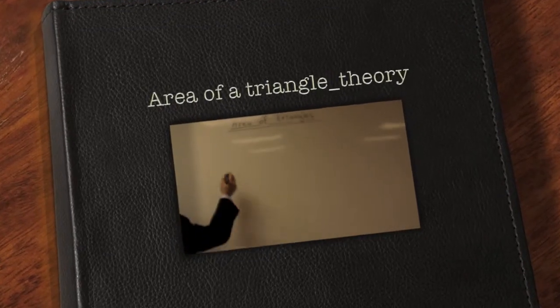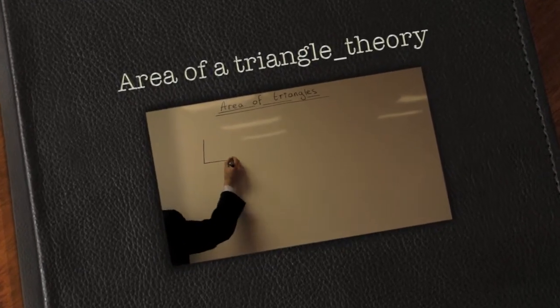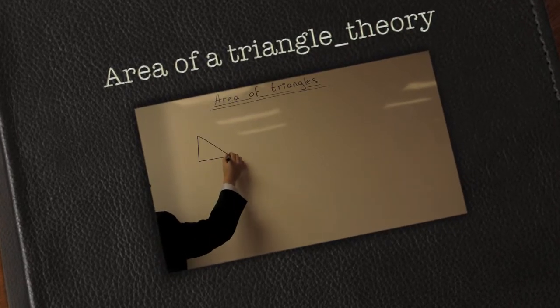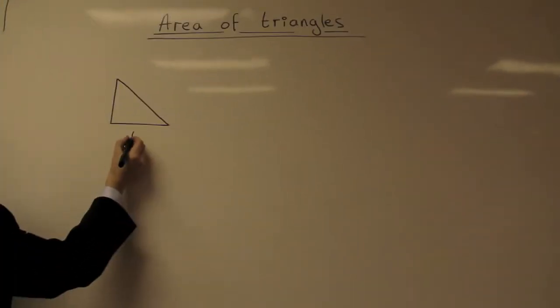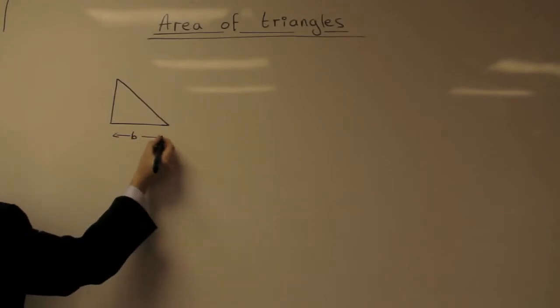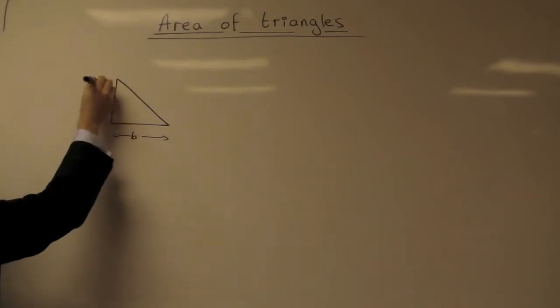The area of a triangle is calculated by using the base, the measurement of the base, and the measurement of the height.